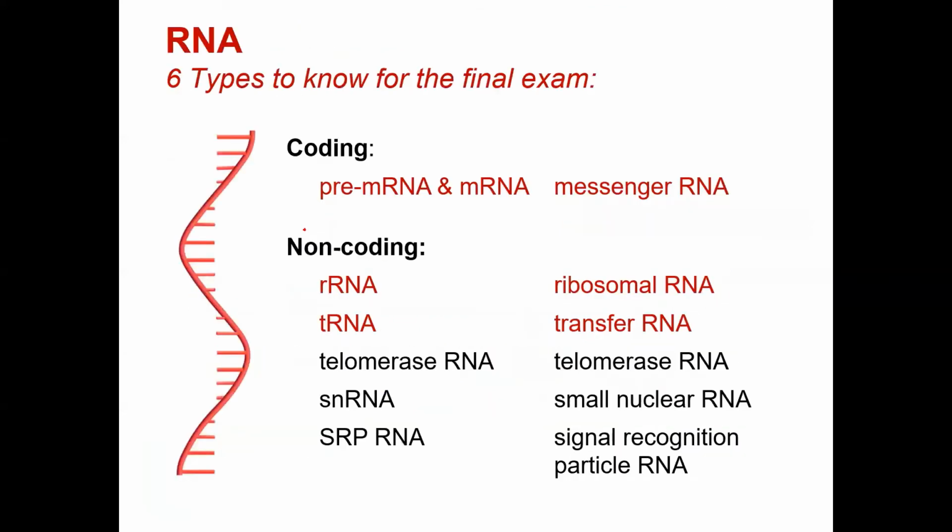Okay, so 6 types of RNA. I keep reminding you, don't forget all your types of RNA. This unit, we talked about ribosomal RNA, transfer RNA, and messenger RNA, and sometimes we also talk about pre-messenger RNA. Remember, pre-messenger RNA is before it gets modified, before you get the splicing and the capping and tailing and those kind of things going on.